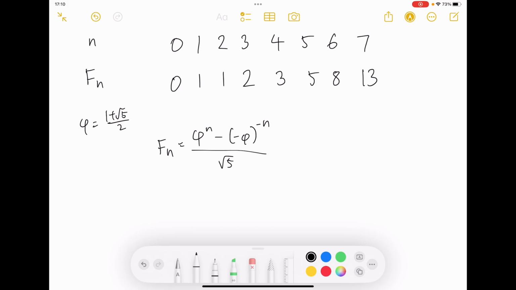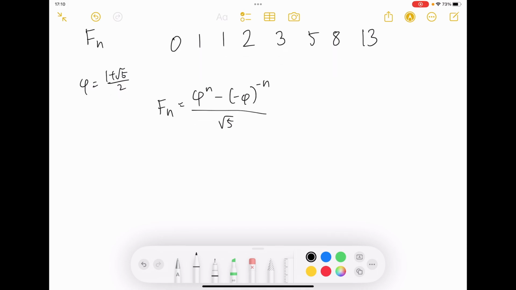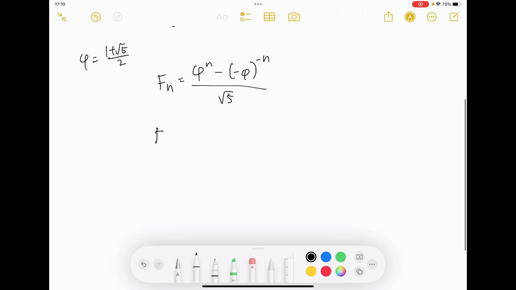So on screen you see the non-negative integers n and the corresponding nth Fibonacci number f sub n, and I'm sure you know a lot about the Fibonacci numbers. So f sub n has this explicit formula: phi to the n minus negative phi to the negative n, divided by root 5. This is called Binet's formula, where phi is 1 plus root 5 over 2. Golden ratio. Classic. And we are going to manipulate this a bit.